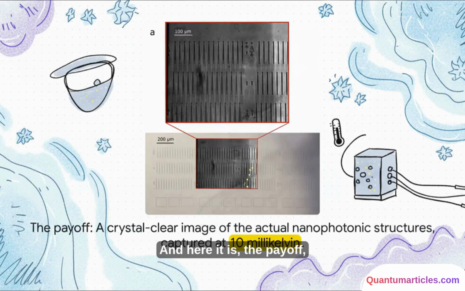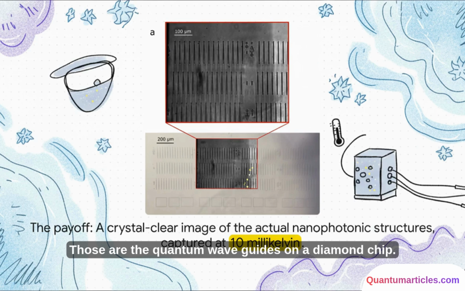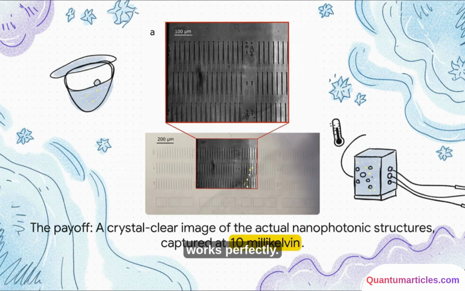And here it is, the payoff, the hero shot. This is a real image taken at the base temperature of 10 millikelvin. You see those tiny vertical lines? Those are the quantum waveguides on a diamond chip. This crystal clear image is the ultimate proof that this incredible telescope in a fridge actually works perfectly.